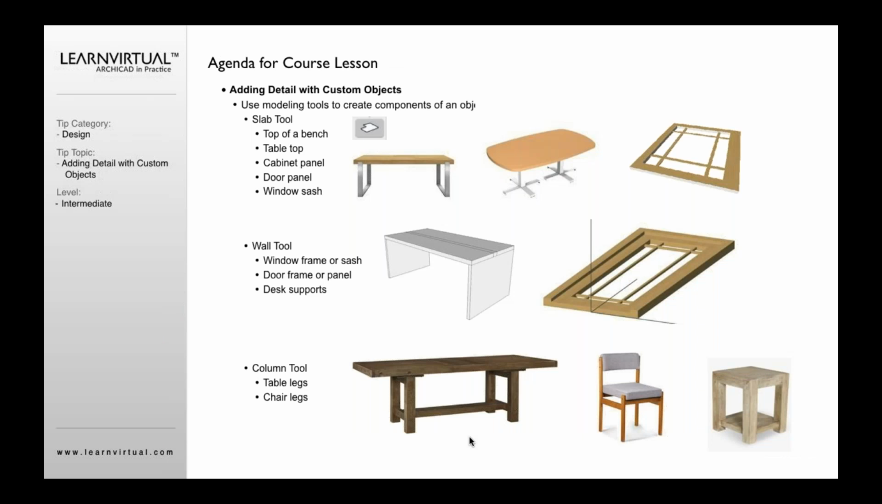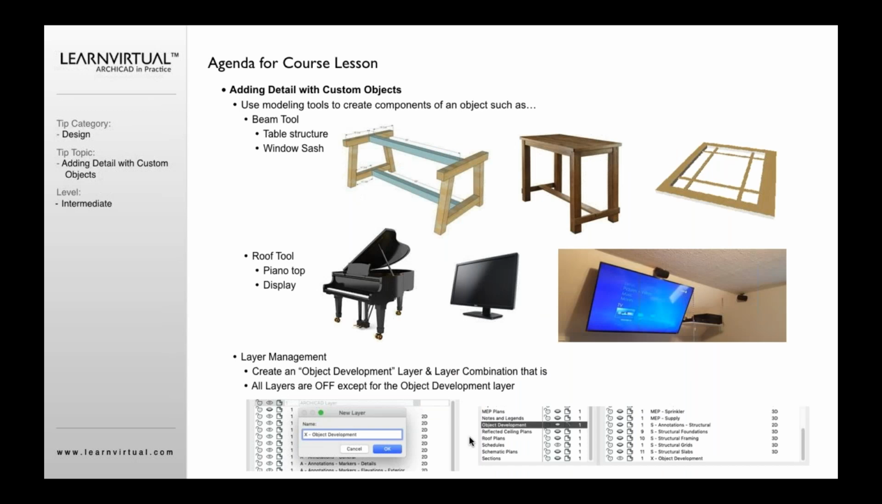So if you've not created custom objects before, I talked about this in a couple of lessons about a month ago. When you create custom objects, you're going to use some of the typical Archicad modeling components, such as a slab tool or a wall tool or a column tool to begin to build elements, right? Or you might use the beam tool or the roof tool. So whenever we create custom objects, these objects are created using standard tools in Archicad.